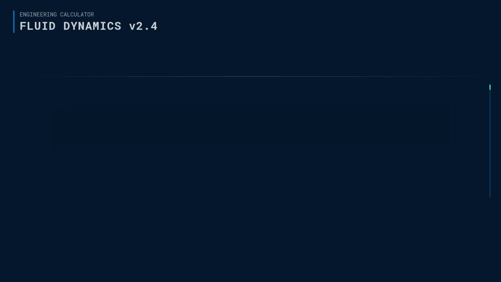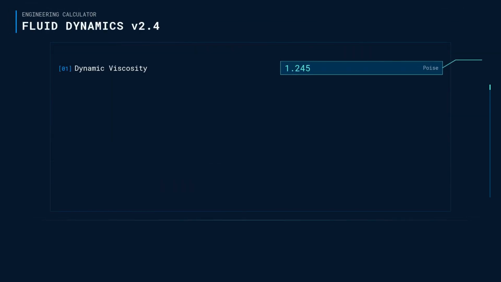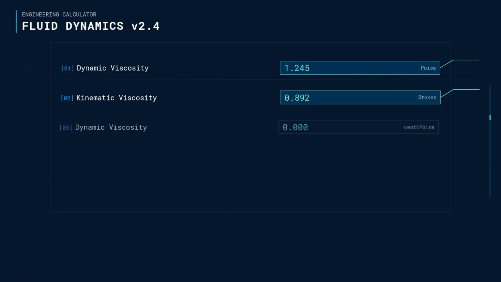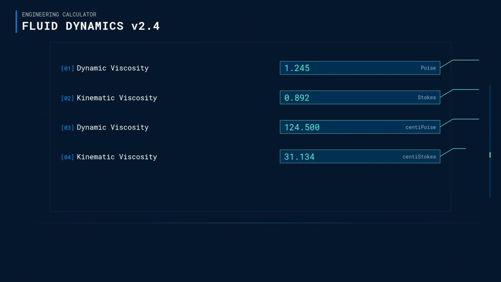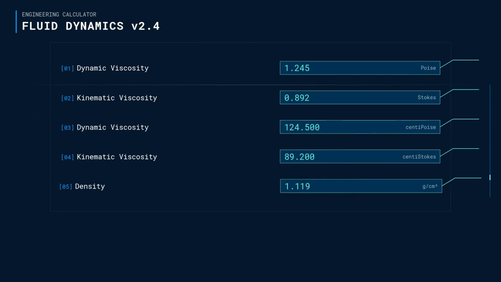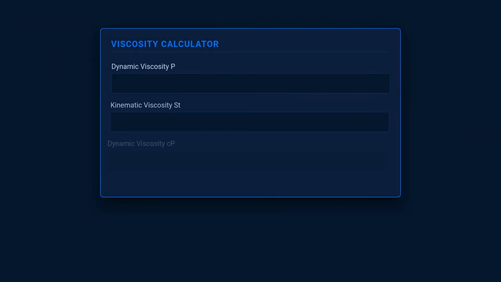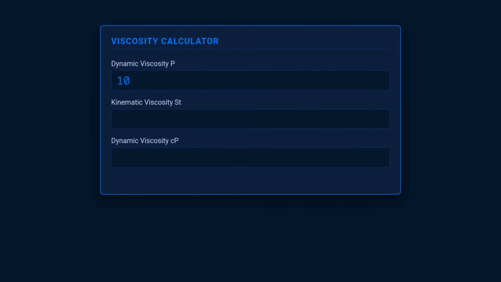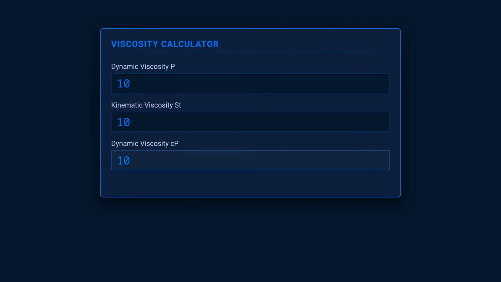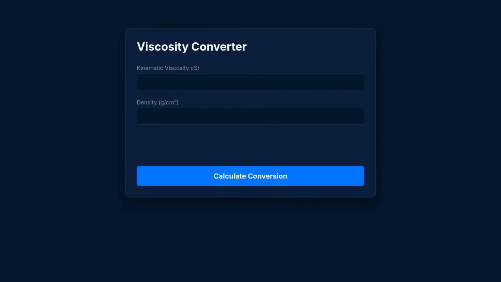The input fields include dynamic viscosity in Poise, kinematic viscosity in Stokes, dynamic viscosity in centiPoise, kinematic viscosity in centi-Stokes, and density in grams per cubic centimeter. Here's a worked example. I'll enter 10 for dynamic viscosity P, 10 for kinematic viscosity St, 10 for dynamic viscosity cP, 10 for kinematic viscosity cSt, and 10 for density.